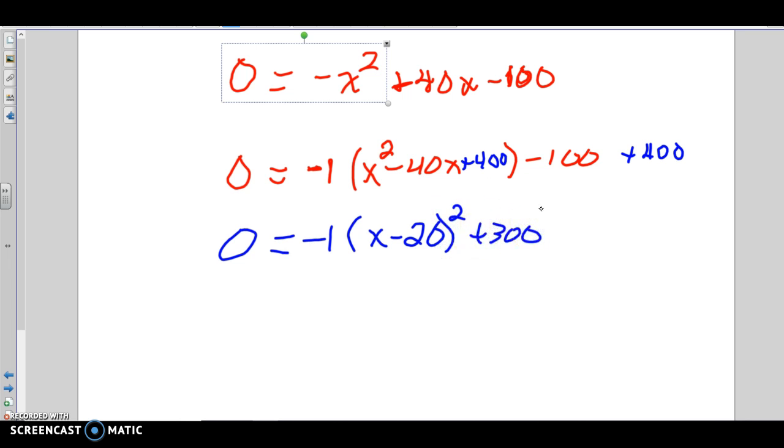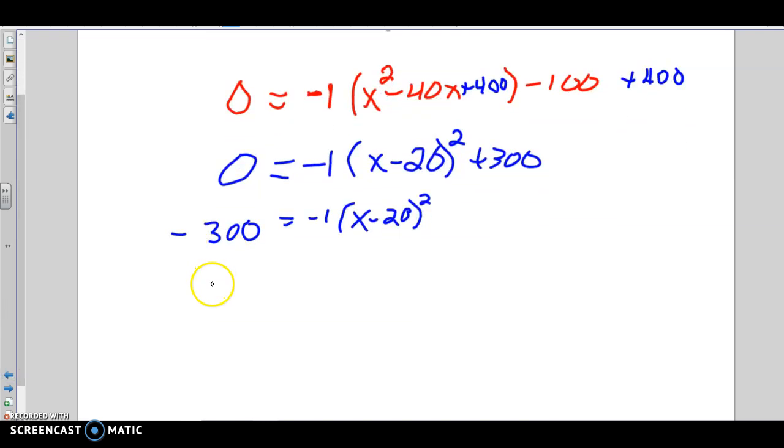So now I'm just going to solve for x. So I'm going to move the 300 over. I am going to divide both sides by negative 1. I'm going to take the square root of both sides.